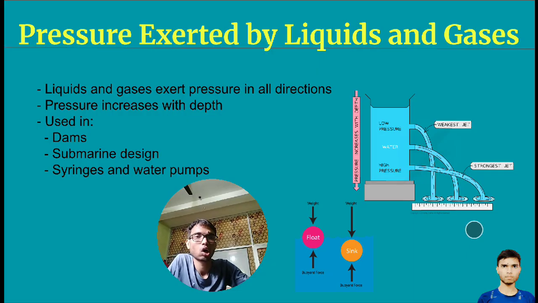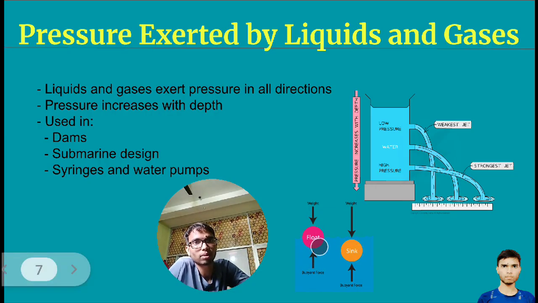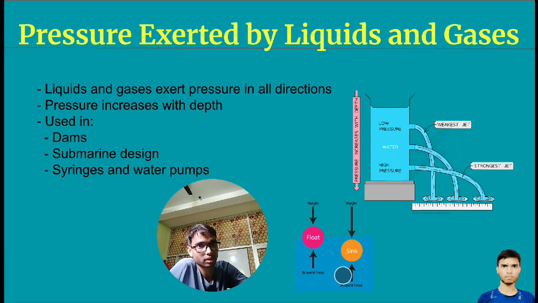Let's see how we can say that it will float and it will not float. There is a reason behind it. If the weight of this is less, then this object will float. And if the mass of this is more than this water, then it will sink. Clear?